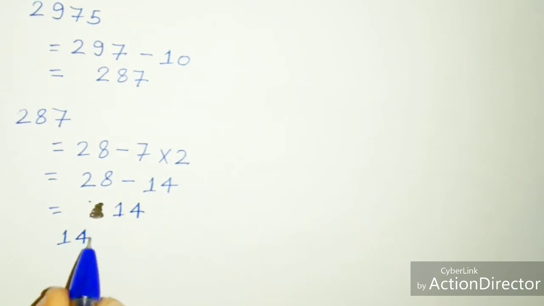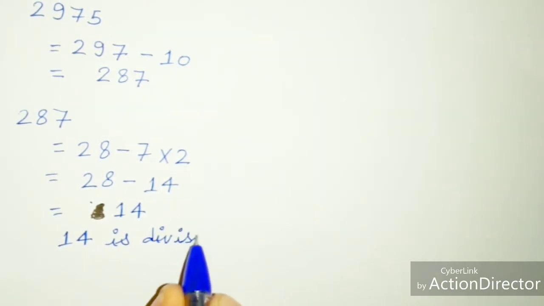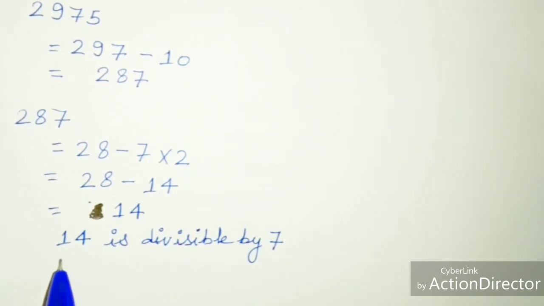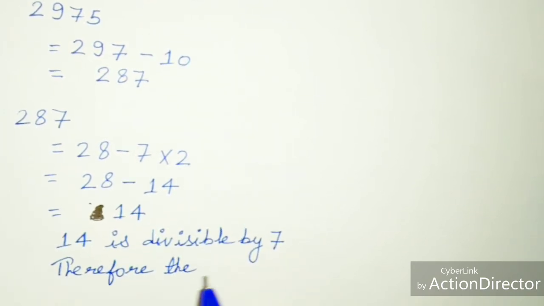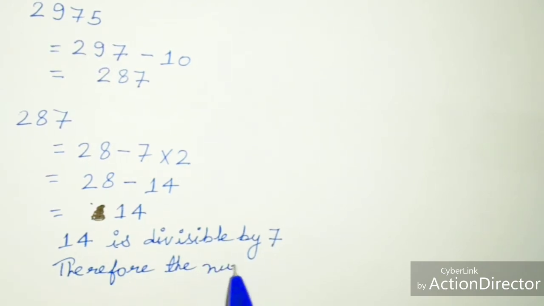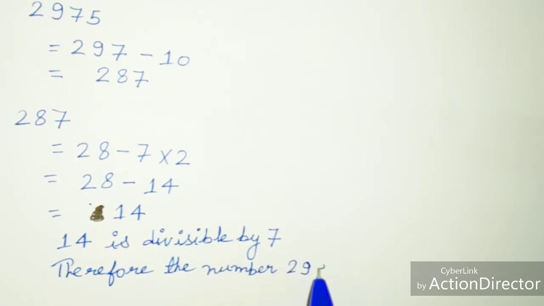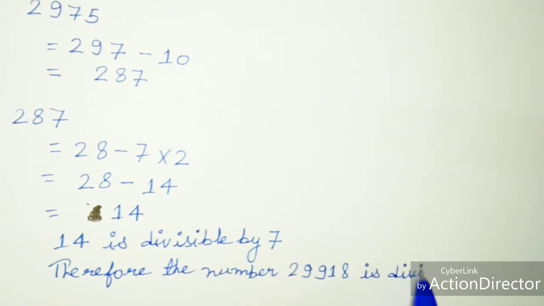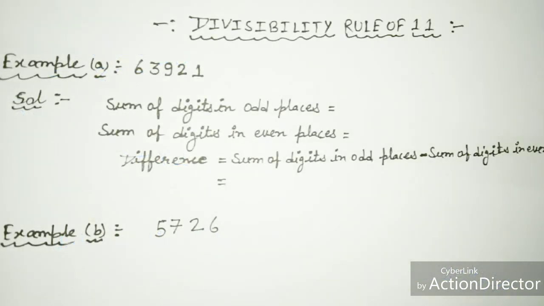And 14 is divisible by 7. So therefore the number 29,918 is divisible by 7.